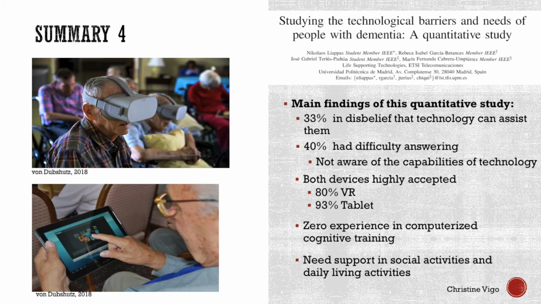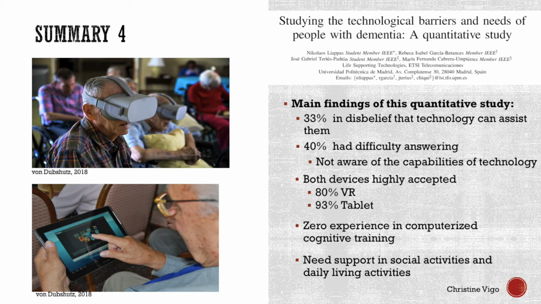This quantitative study aimed to analyze the technological barriers and needs of people with dementia. They interviewed and conducted 2 experiments on them, in which they were told to operate 2 types of devices. The first was a VR and the second was a tablet. The main findings of the study were that 33% had the belief that technical support cannot assist them, while 40% had difficulty answering as they were not aware of the capabilities of technology.